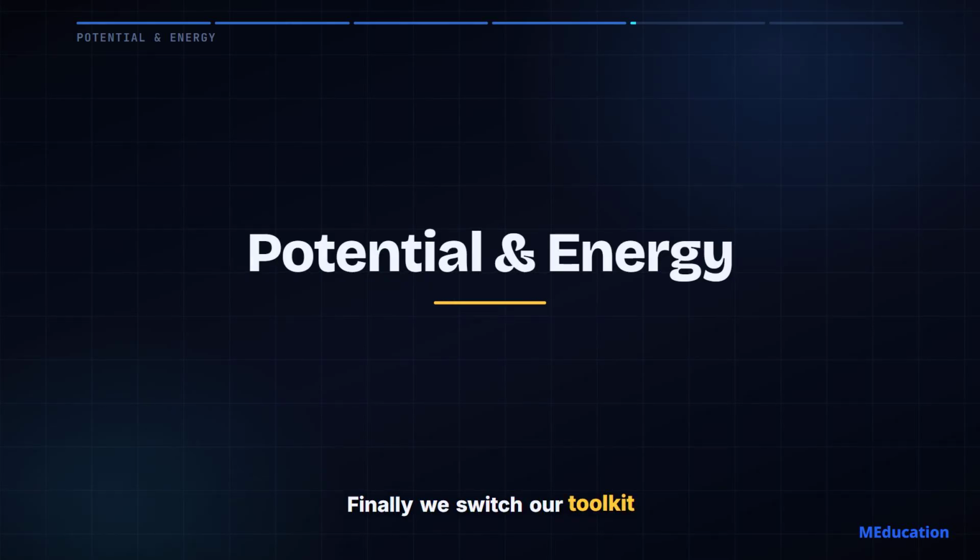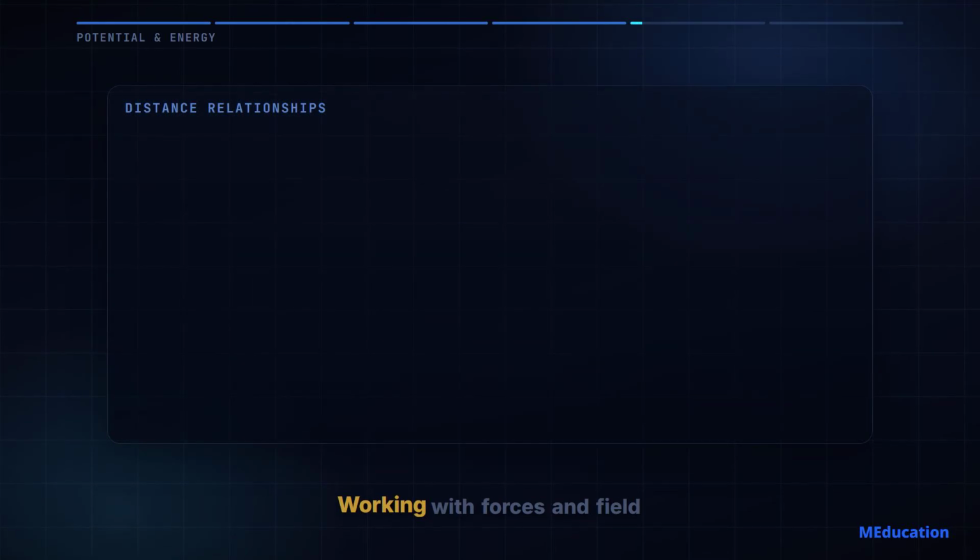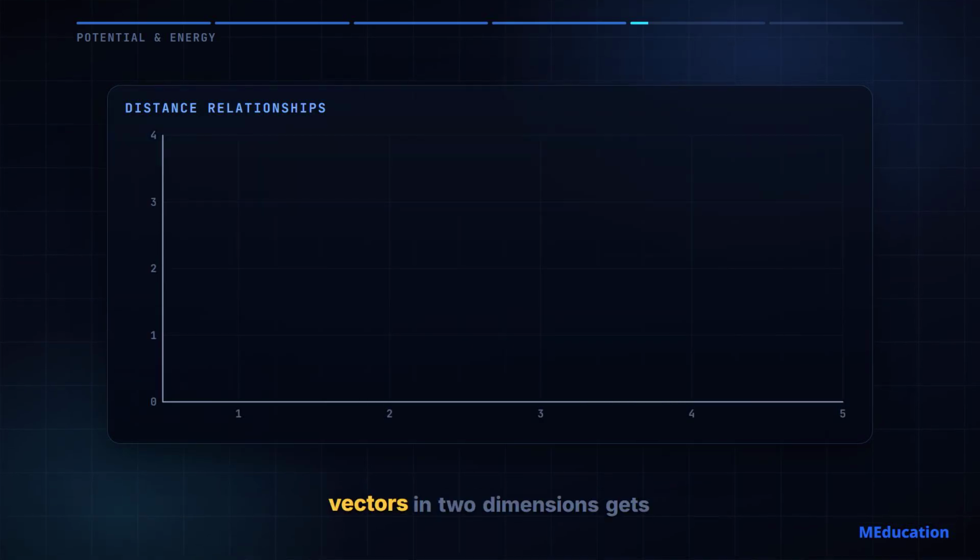Finally, we switch our toolkit from vectors to scalars. Working with forces and field vectors in 2 dimensions gets mathematically messy, so we introduce electric potential and electric potential energy. Because energy is a scalar, you can bypass vector triangles entirely and just add the values algebraically, as long as you keep track of the positive and negative signs of the charges.